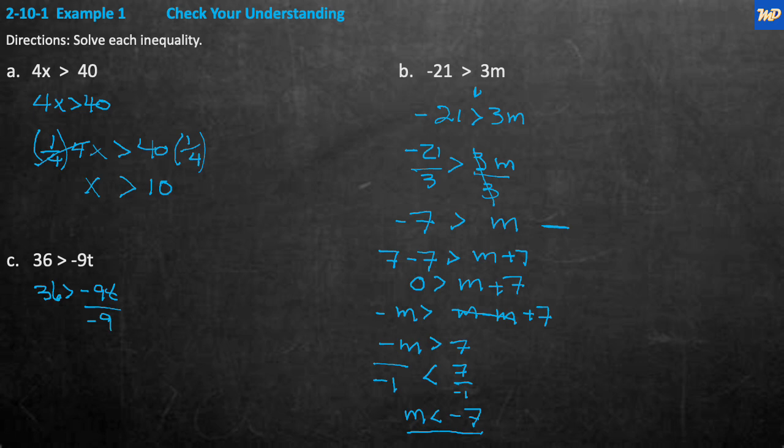Okay, that's going to get rid of the negatives and get rid of the 9s at the same time. And we're going to do 36 divided by negative 9. Since we've divided both sides by negative 9, the inequality switches. So this is now negative 4, right? So we have negative 4 is now less than t because the 9's canceled.